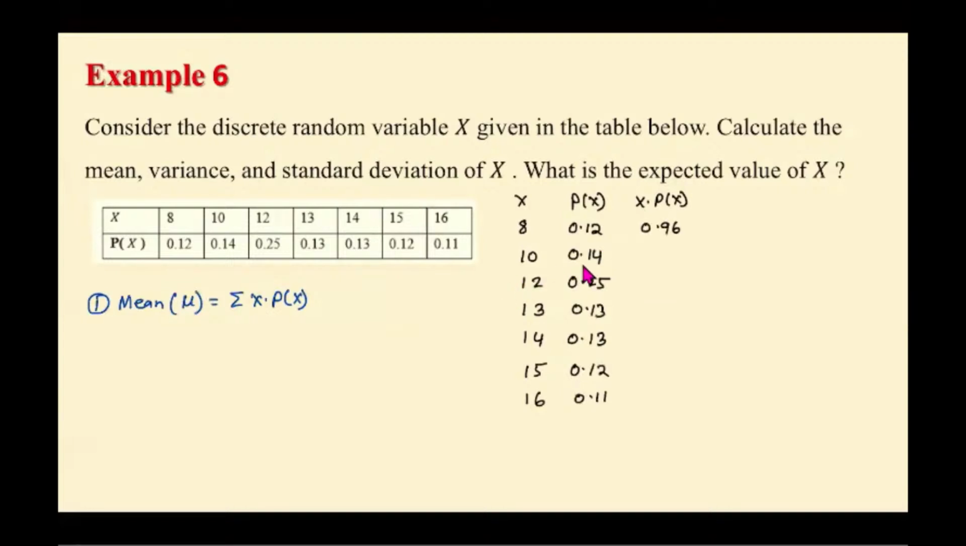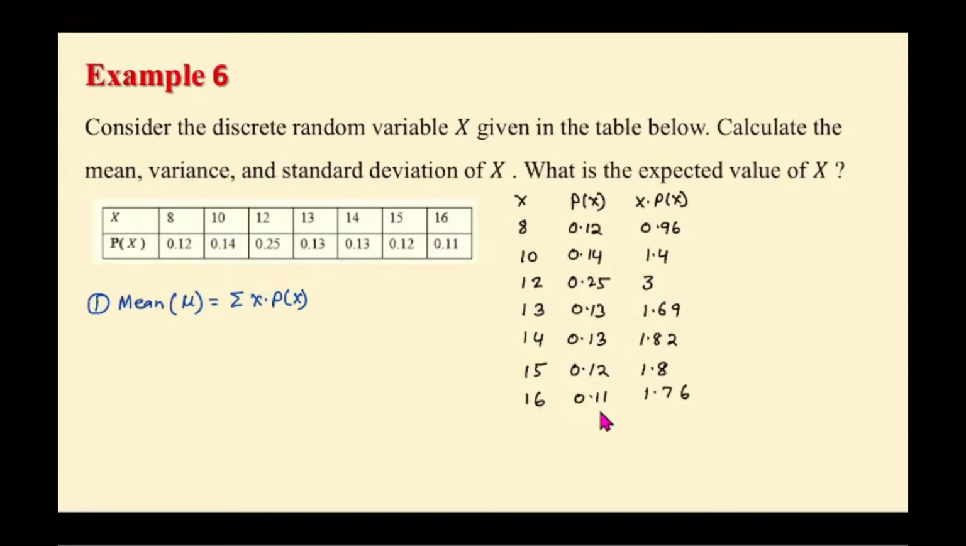Next one is 10 multiplied by 0.14, which is 1.4. And the next one is 12 multiplied by 0.25, which is 3. And then 13 multiplied by 0.13, which is 1.69. 14 multiplied by 0.13 is 1.82. 15 multiplied by 0.12 is 1.8. And finally, 16 multiplied by 0.11 is 1.76.